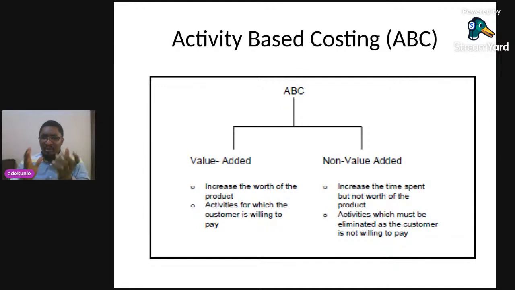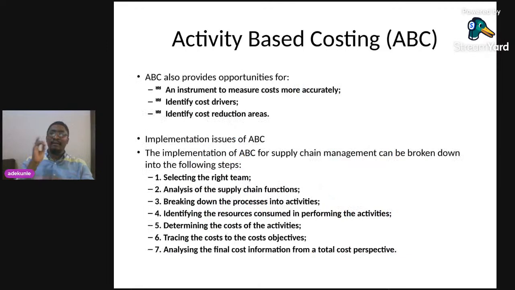Then, of course, the question is, will the customer be willing to pay for those activities? No, maybe the customer will not be willing to pay for the activity. So you must understand the type of costing, either value-added cost or non-value-added cost. At the end of the day, whatever cost you accrue should be a value-added cost rather than a non-value-added cost within your organization. One of the importance of activity-based costing is that it provides an opportunity for managers and organizations to identify cost drivers, identify cost reduction areas, and also use it as an instrument to measure cost more accurately.